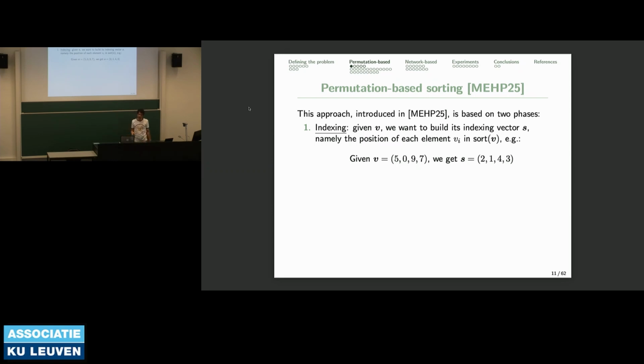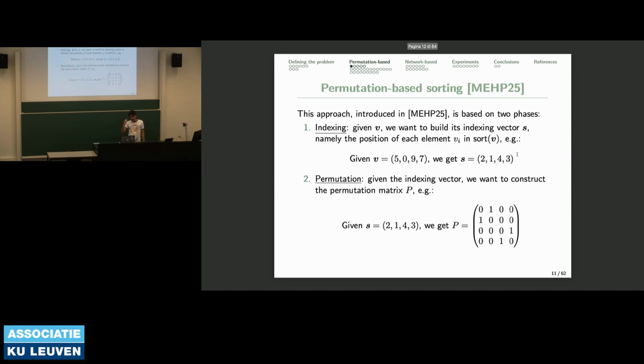don't ask me why, but the indexing is telling us the position of each element in the vector V in the sorted vector V. So maybe with an example it's better, but if we look at 5, and in the indexing we have 2, this means that if we sort V, 5 will be in position 2. 0 will be in position 1, 9 will be in position 4, and 7 will be in position 3. So this is the indexing vector.